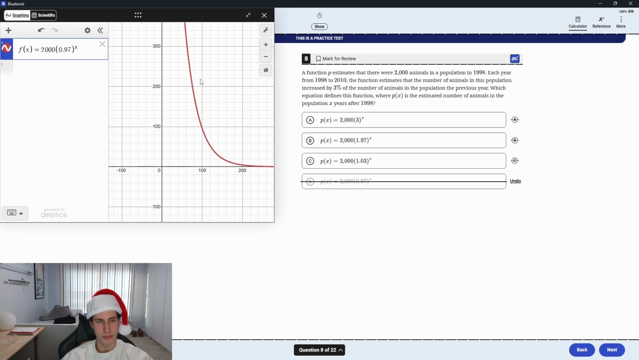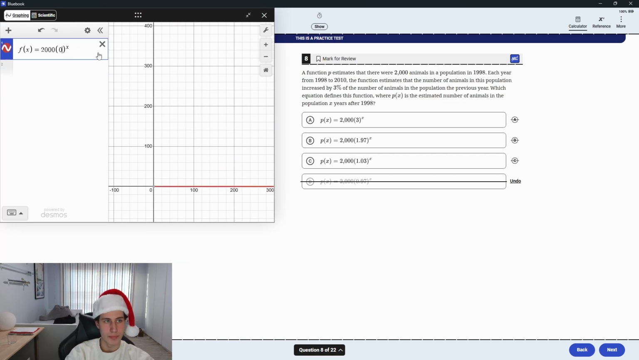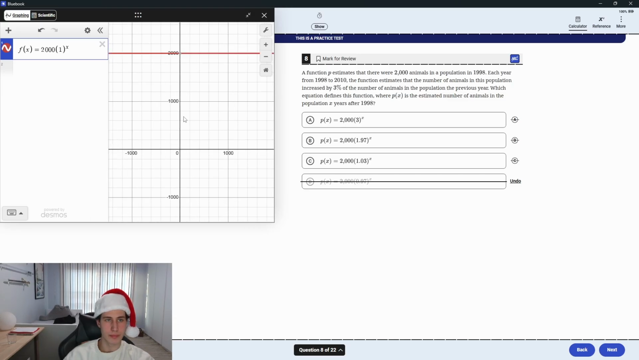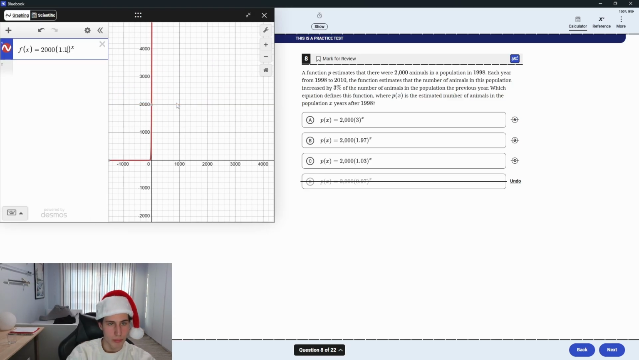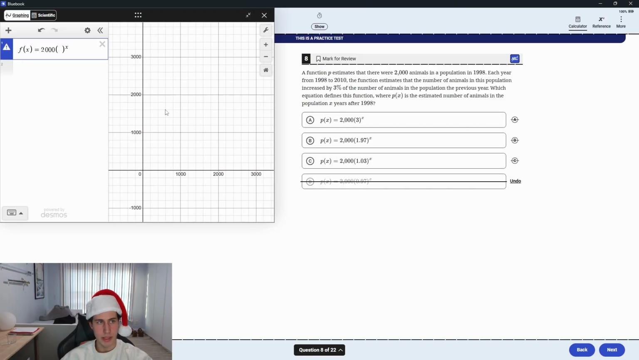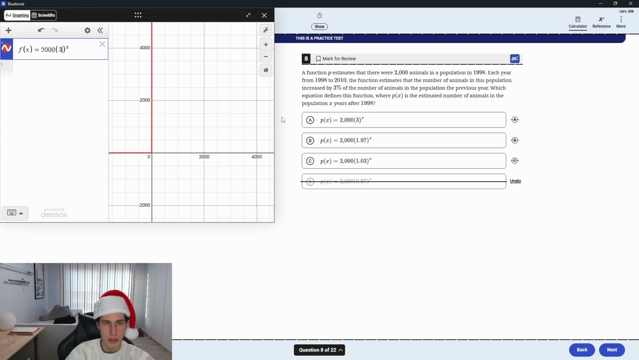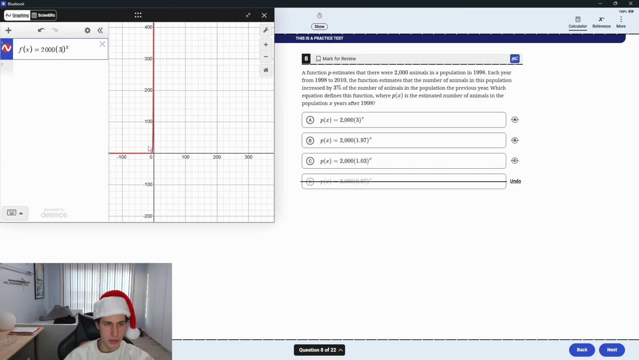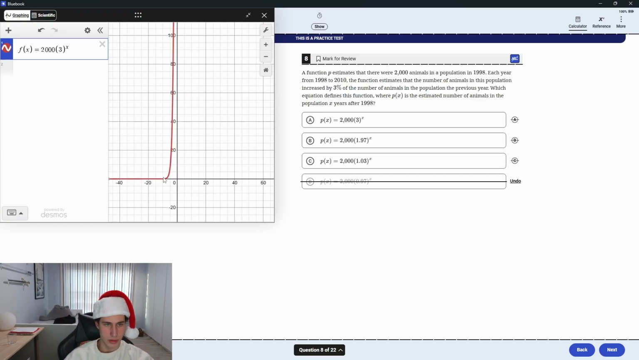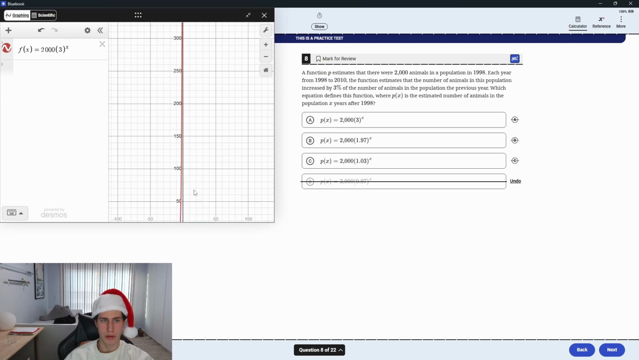Because anything less than 1 is decreasing. Yeah, see, so like 1.1 is increasing, and then 0.99999 is just decreasing. So, in this case, we can rule out D. Increases by about 3%. So, 3 is clearly way too much, because this is not increasing by 3%. It's increasing by a lot more than that.